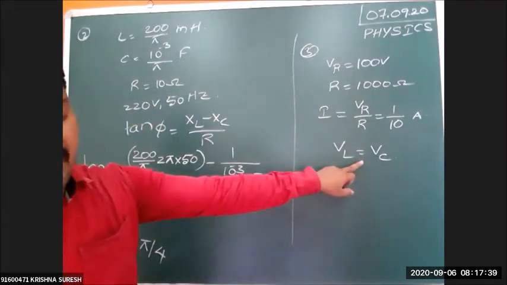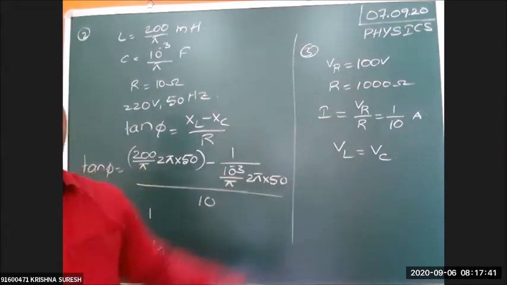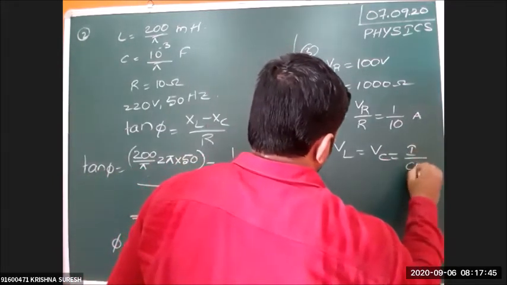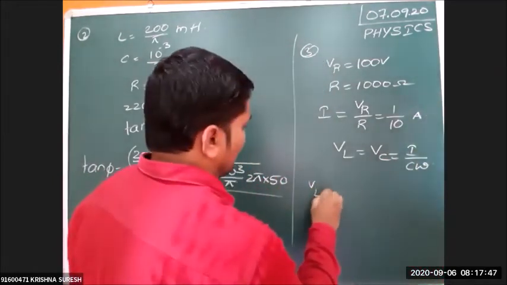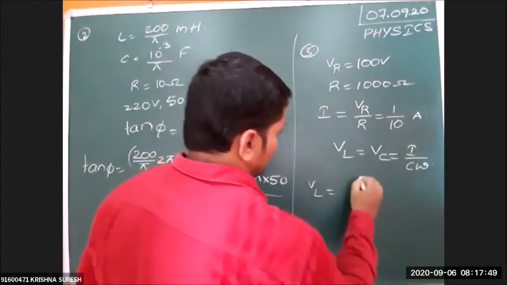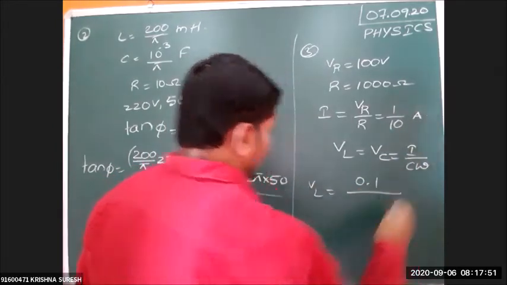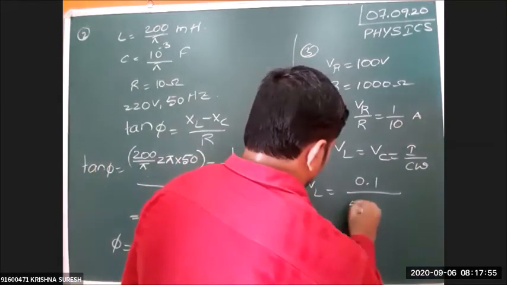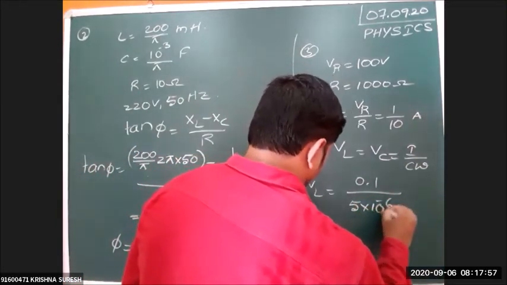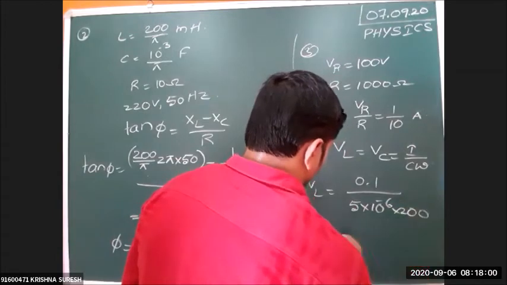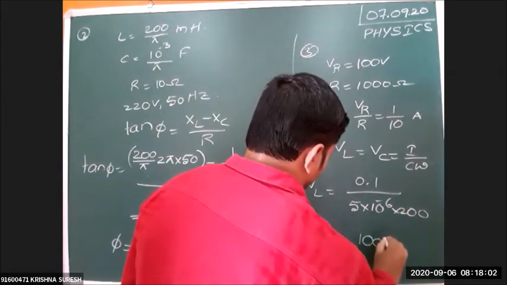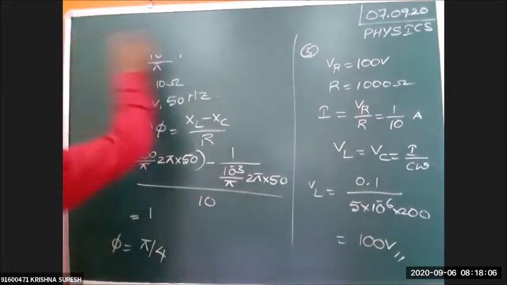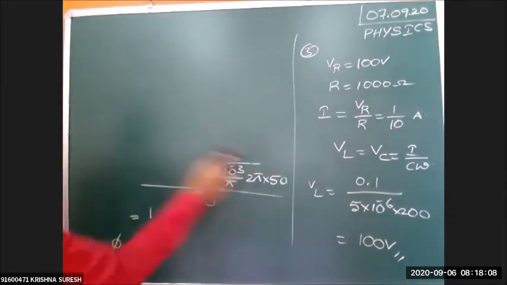So VC value we know. What is that? 1 by C omega. So I by C omega. Then VL is equal to, I value is 0.1 and C value he gave you. What is that? 5 microfarad. So 5 into 10 power minus 6 into 200. So if you simplify this one, then you will get 100 volts. Okay. So that is question number 3.